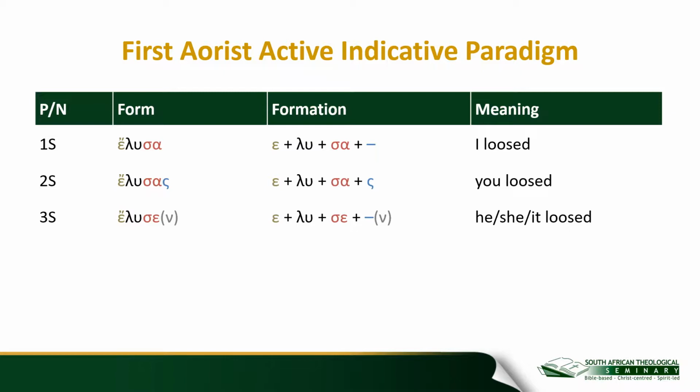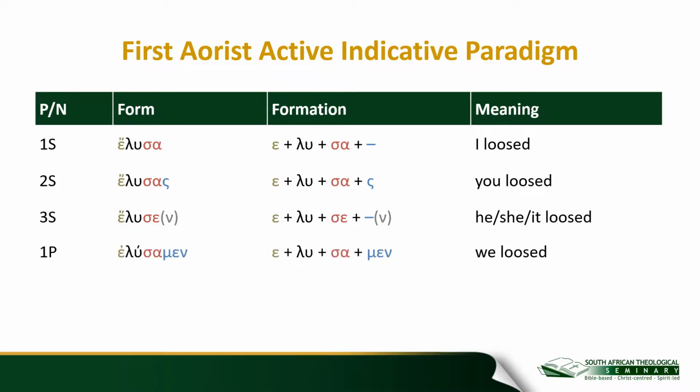The third person singular, elise or elisen, augment epsilon, tense stem li. The tense formative for the third person singular changes from sa to se. Please note this, it's very important. The tense formative is sa in every form except the third person singular, where it changes to se. There's no personal ending for the third person singular, but there is an optional movable nu. This gives us elise or elisen, he, she, or it loosed.